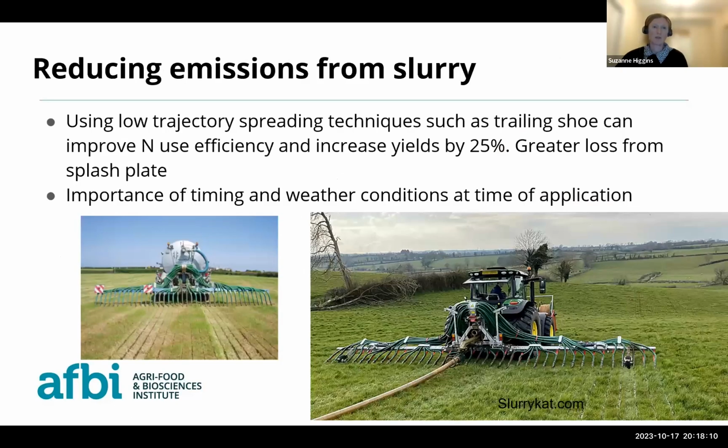So it's a similar situation with slurry. We need to reduce our emissions from slurry. Slurry can also lose nitrogen, particularly to ammonia up in the air. Slurry can get washed off fields, so you can lose nitrogen through surface runoff, and also you can lose phosphorus from surface runoff of slurry. So we would recommend using a low trajectory spreading technique, such as a trailing shoe, and this improves nitrogen use efficiency, and it can increase yields by 25%.